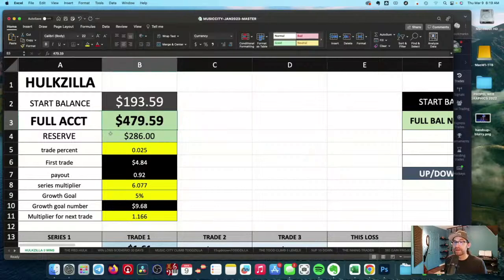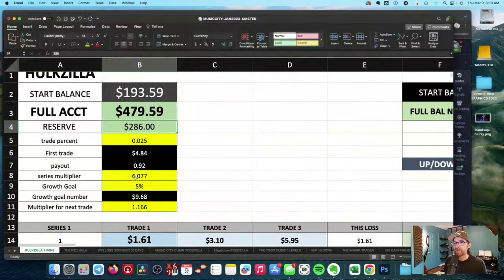Okay, that's what I have in my full account, and that's what I actually type in to my chart, and then I put my reserve as 286. But this is what I started. I started this reserve out. I put it in there in the very beginning because I wanted to only trade with like $150. So I took some money out of my account, and so it shows my starting balance was 193. That's my 479 minus my reserve. What I have in my trading balance is 193.